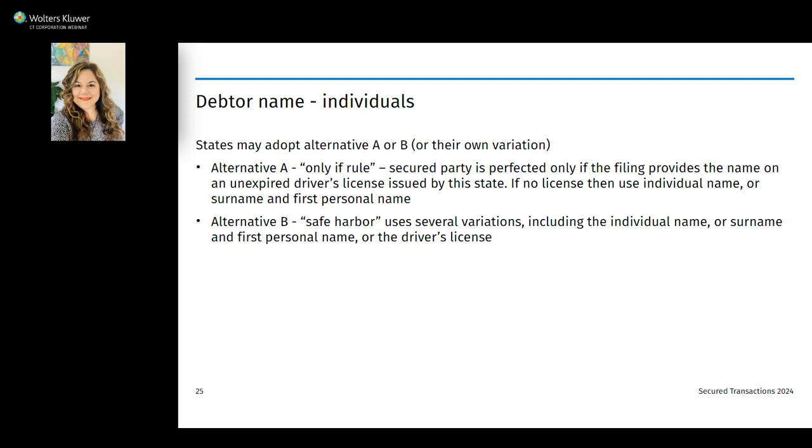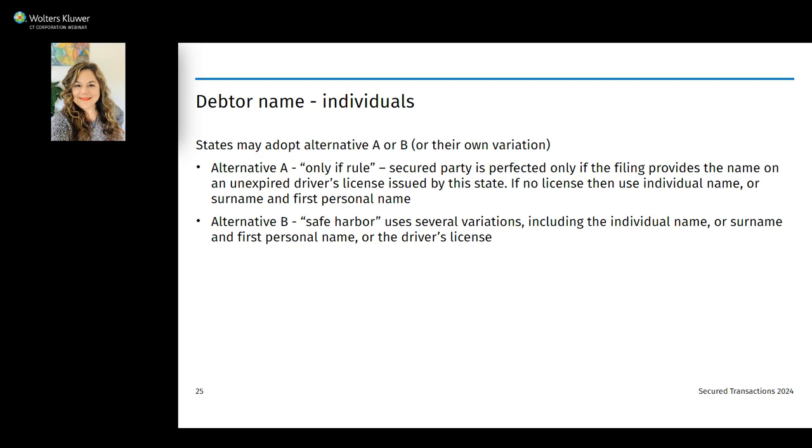So when it comes to individual debtors, there's a couple of alternatives that can be used depending on what the state adopted. And those are alternative A and alternative B. The majority rule is alternative A, and that's called the only if rule. The secured party is perfected only if the filing provides the name on an unexpired driver's license or ID card issued by this state. And if they don't have a driver's license or a state ID, then the secured party can use the individual name, which is really kind of like a nickname or their goes by name. So for me, my nickname is Liddy Dunsty, but my surname and first personal name is Lydia Christina Dunsty with lots of variations. Some people call me Lid, so that would be one of my individual names.